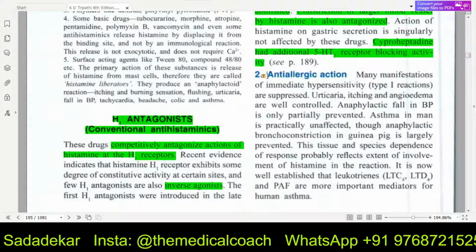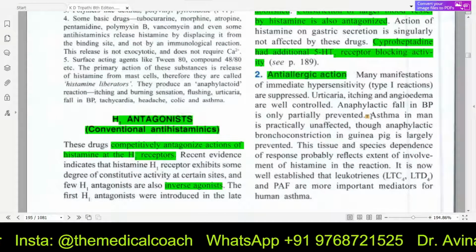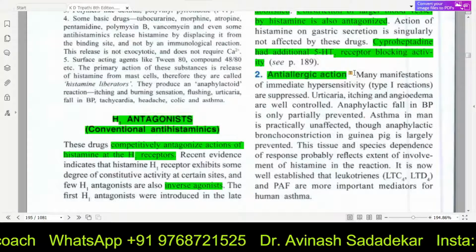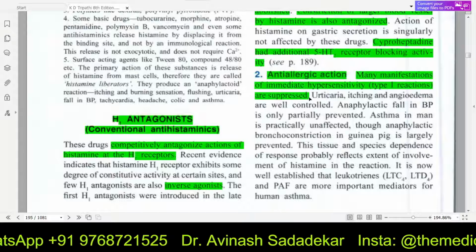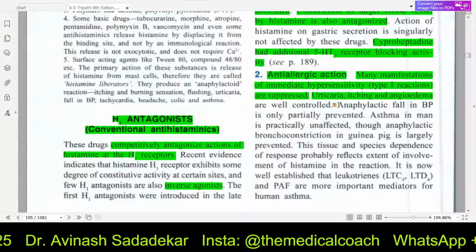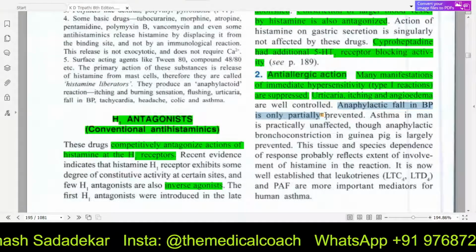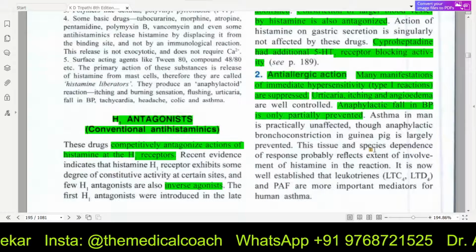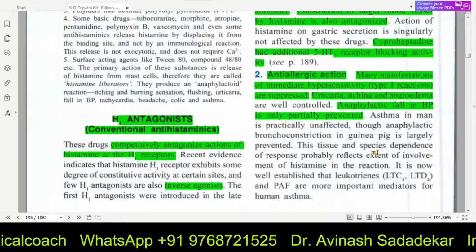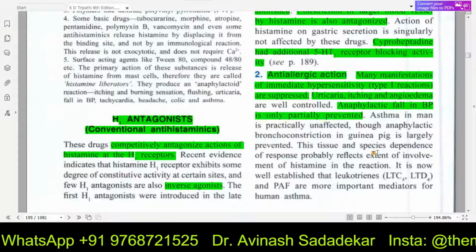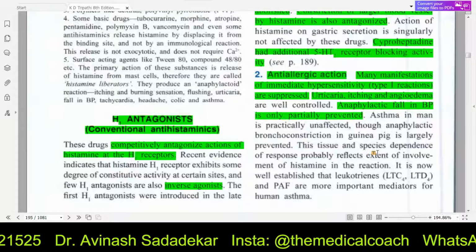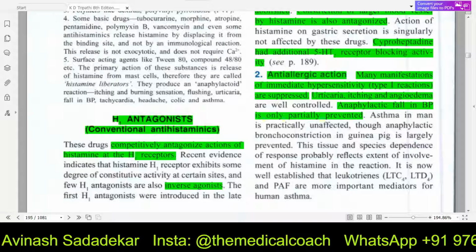H1 antihistaminics or antagonists will have anti-allergic actions. All or many manifestations of type 1 hypersensitivity will be suppressed. Urticaria, itching, angioedema will be suppressed. Anaphylactic fall in BP would be partially prevented. Asthma does not happen that way. You know why? Because asthma is because of leukotrienes and prostaglandins and many other things. So histamine is not the sole causative factor for asthma. Simple.